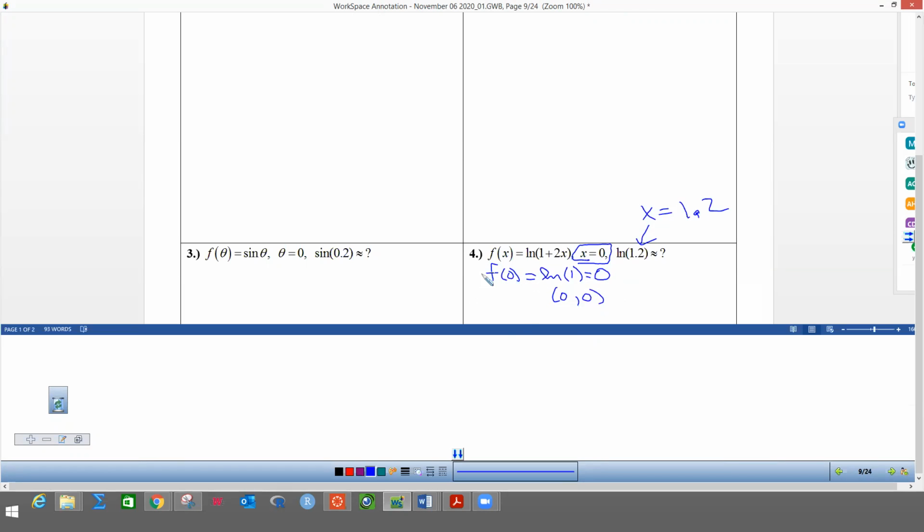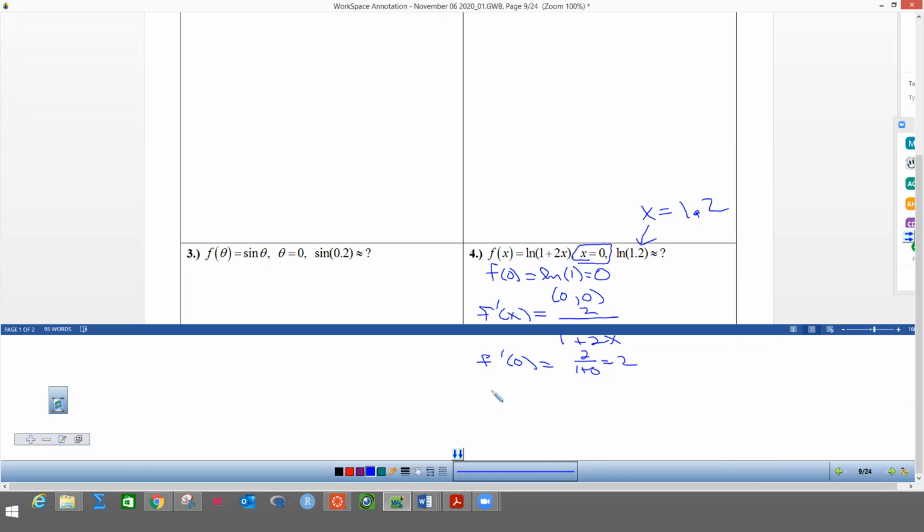Now I also need a slope to get my tangent line. So I'm going to do f prime of x, which when you do a natural log derivative, whatever's after the natural log is in the denominator, and you take the derivative of that denominator and it goes in the numerator. So this is my natural log derivative of this function. And I need the slope when x is 0, so I'm going to do f prime of 0 now. That's going to give me 2 over 1 plus 0, which is 2.